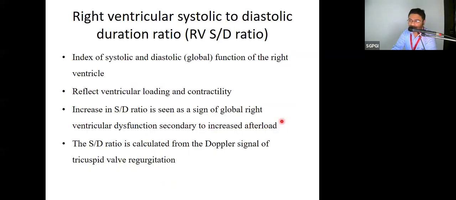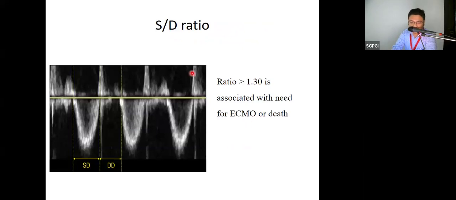Then there is something known as the right ventricular systolic to diastolic duration ratio. It is an index which gives you information about right ventricular functioning, both the diastolic and the systolic phase. If there is an increased systolic by diastolic ratio, that is secondary to PPHN due to increased overload. So this is the S by D ratio. This is the systolic and this is the diastolic. If it is more than 1.3, it is associated with increased need for ECMO.